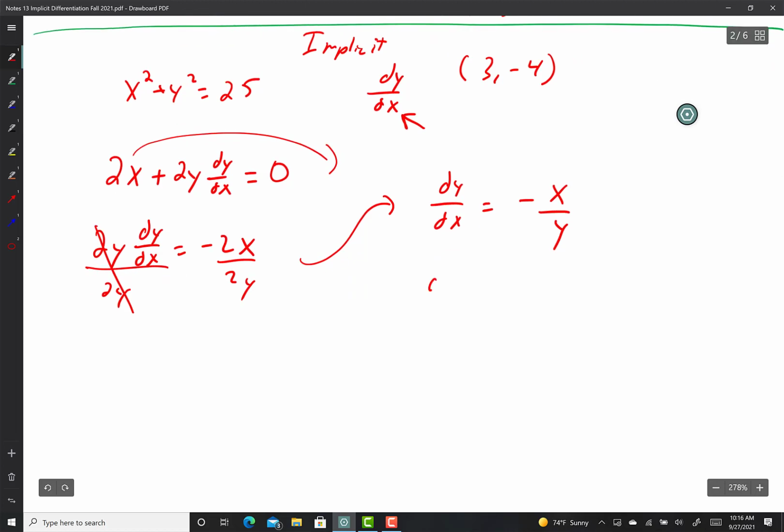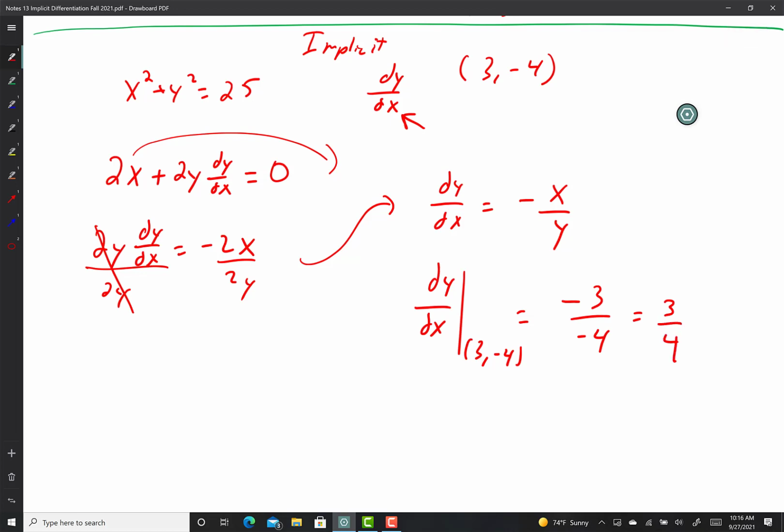Finally, for dy dx, plug in your point 3 comma negative 4. Negative 3 divided by negative 4 gives you, oh look, the same answer. Okay, got it. So you just do each section of the original equation and take the derivative of it with respect to x.